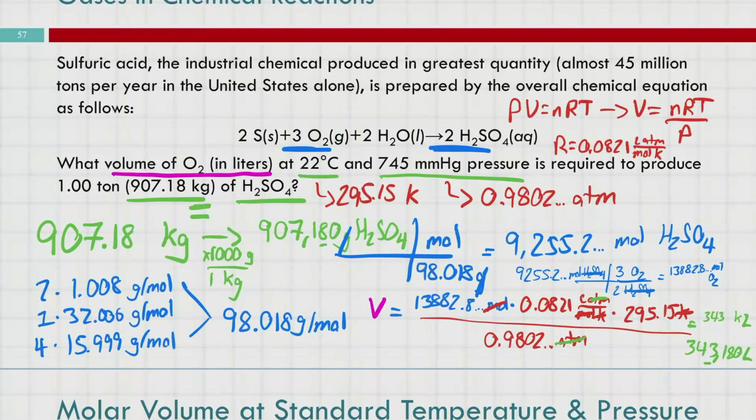Questions about any of the steps that we did there? So we're pairing stoichiometry, which we've seen previously, with ideal gas law stuff. So we've got new options for chemical reactions that we can do.